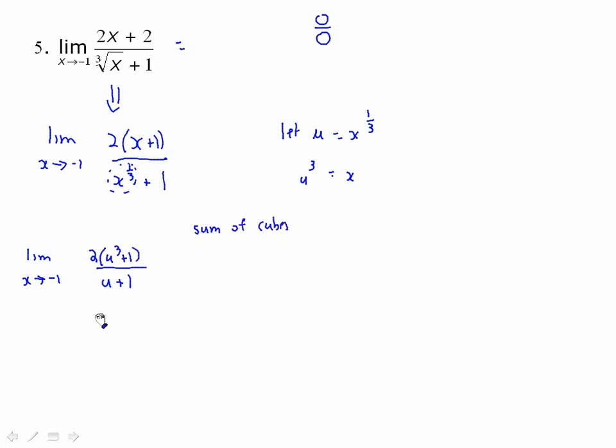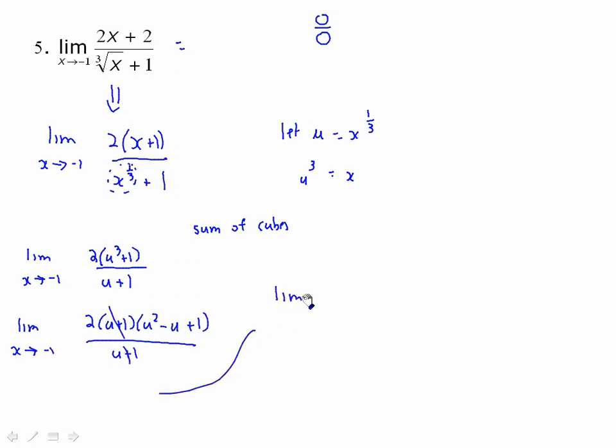And that sum of cubes will factor into u plus 1, then u squared minus 1u, and then plus 1 squared, which is 1, all over u plus 1. These divide out, so we have the limit of 2 times u squared minus u plus 1.